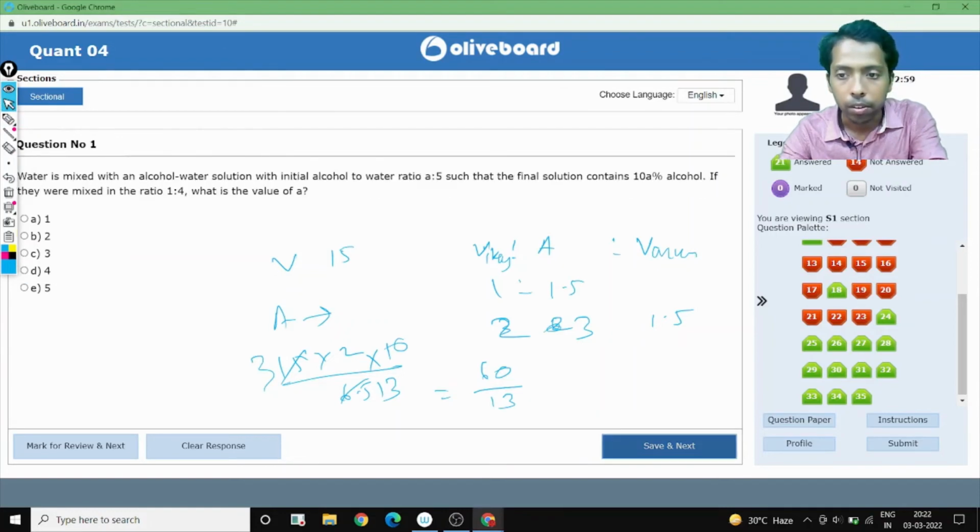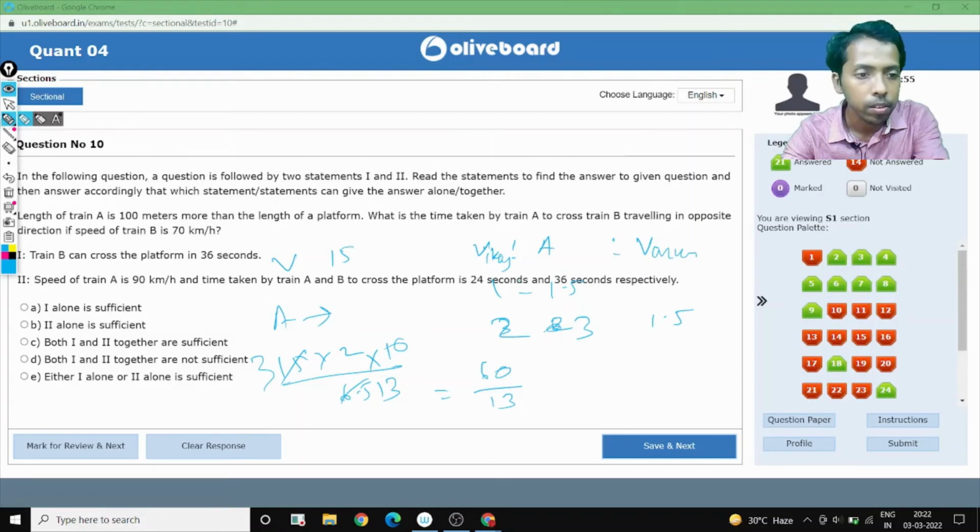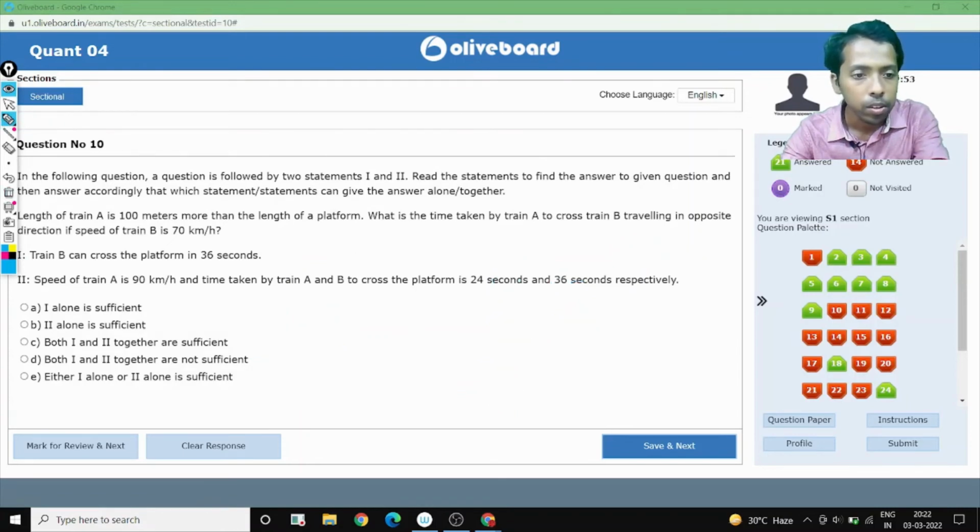Option D, right? Length of the train is 100 meters more than the length of the platform. So if the platform is x length, x... Time taken by A to cross the train B traveling in the opposite direction, if the speed of train B is 70 km/h, right?